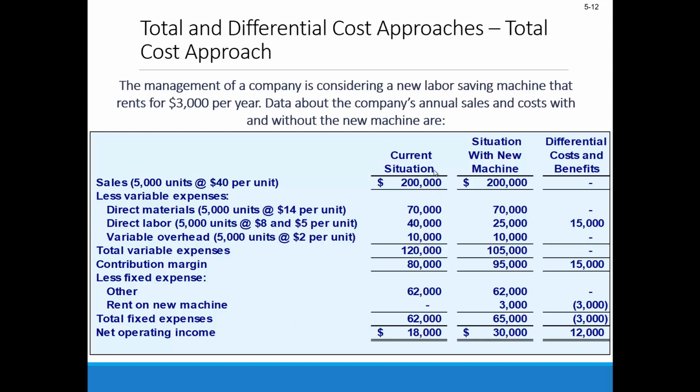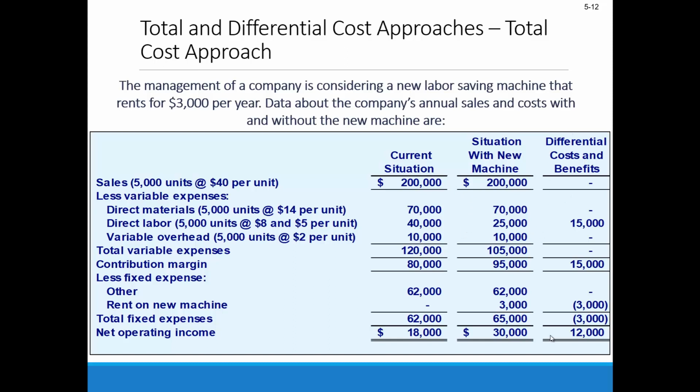We want to make sure we have all the information for the current situation as is, and then all that information, regardless of parts that are repeated, for the new situation. When we make that comparison, we can see that net operating income we would expect to increase by $12,000 if we rent this new labor-saving machine. In other words, the savings from the lower labor cost more than offsets the increase in fixed cost from renting that new machine. Again, assuming our projections about sales staying the same and all those types of things are true.